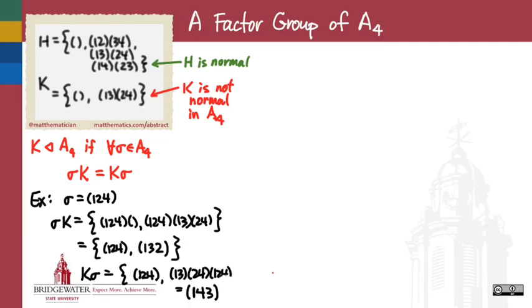So at the end of the day, we notice that these two sets are not equal, right? So this is clearly not a normal subgroup, because those two elements are not common to both sets. So K is not a normal subgroup, and so if you believe me about the way that the problem is set up, then that must mean that H here is our normal subgroup of A4.